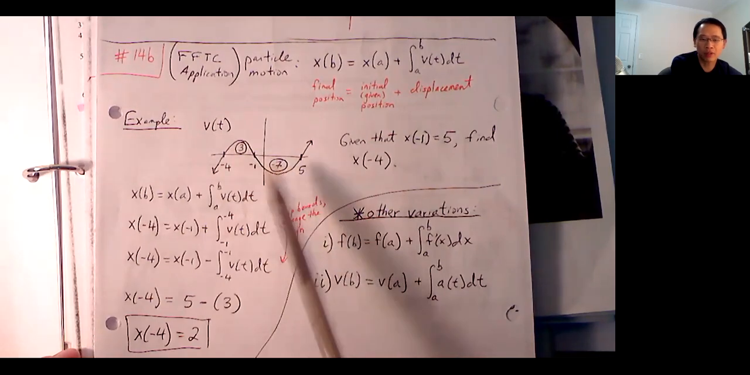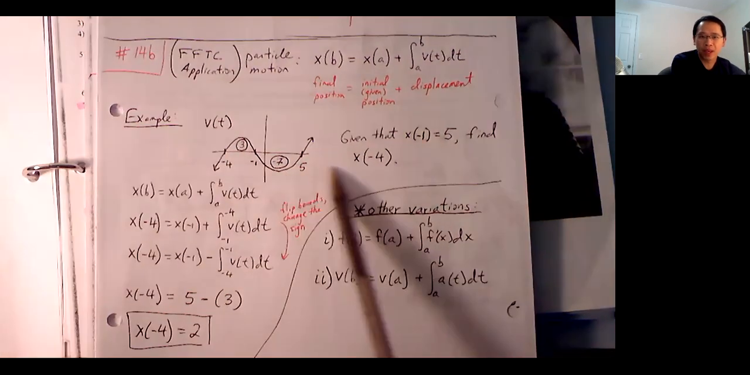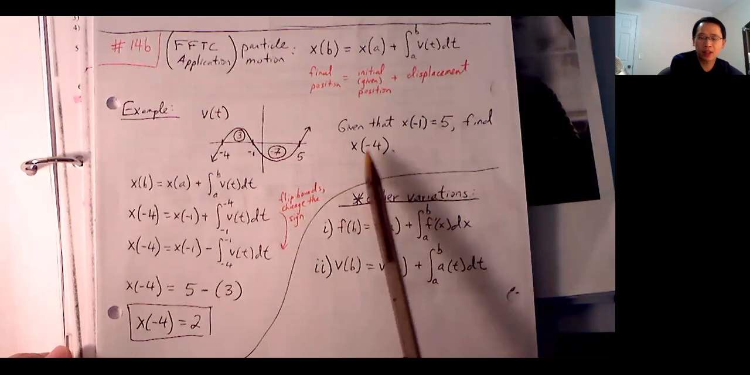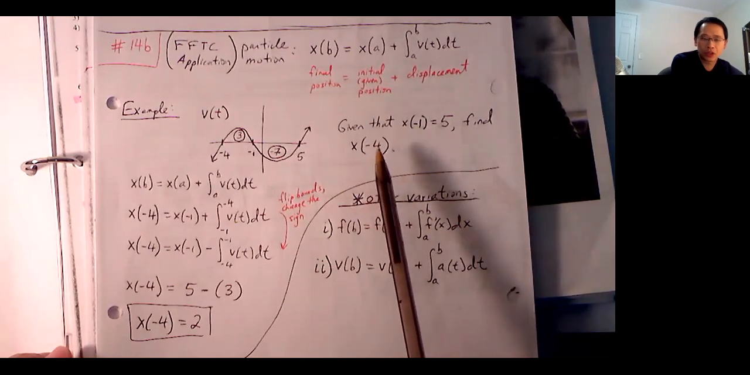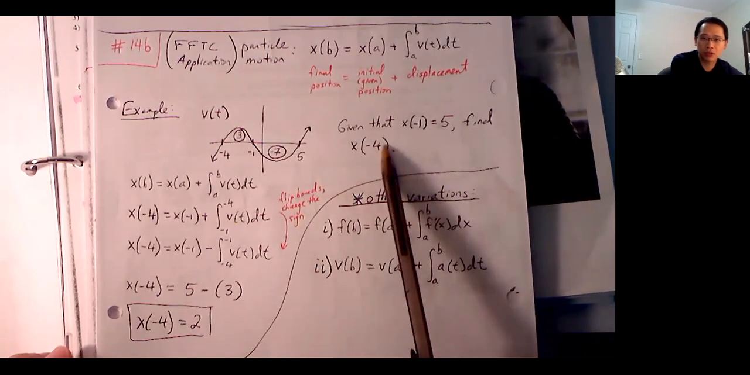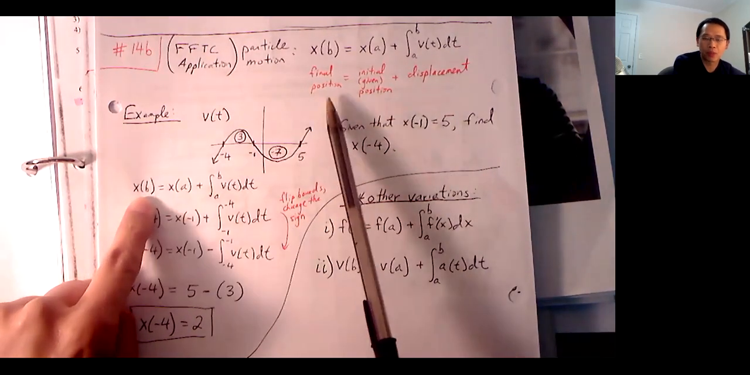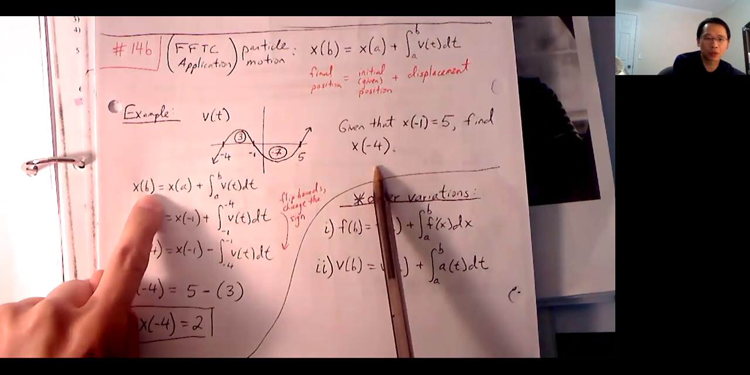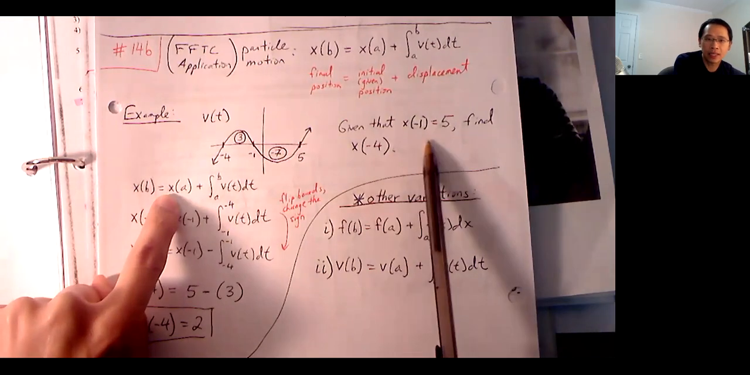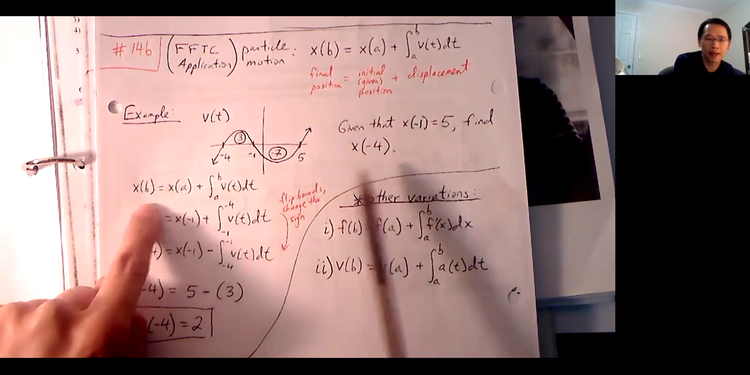Let's say the areas are already found, but we adjusted the signs with positive and negative. The problem says, given that the position at x equals -1 is 5, find the position at -4. So we want to use the velocity to help us get from one position to the next. We're going to use this formula. The position I'm looking for is x of -4, so I'm going to replace b with -4. The position I'm given is x of -1, which is 5, but right now I'm just going to put x of -1.